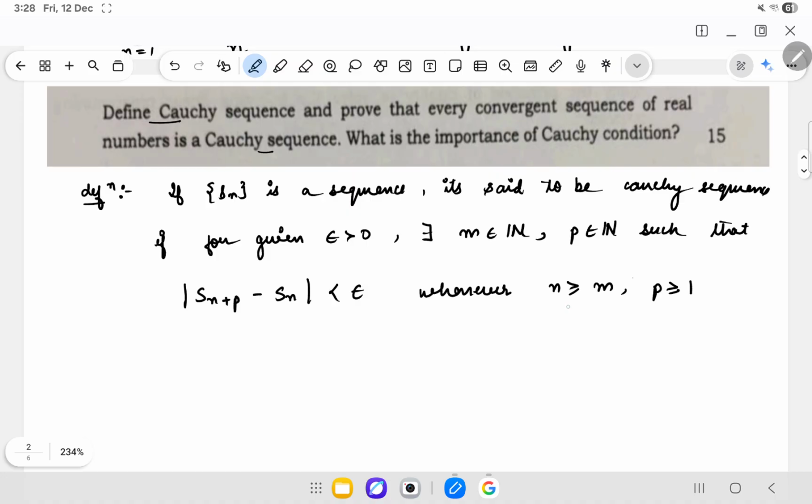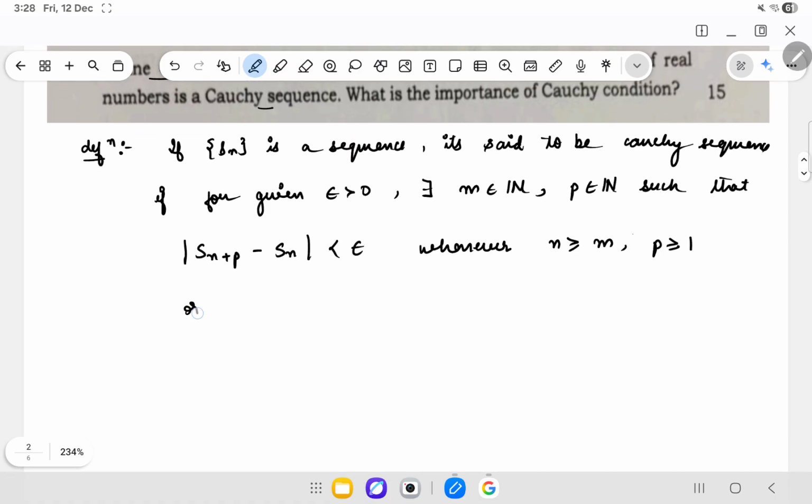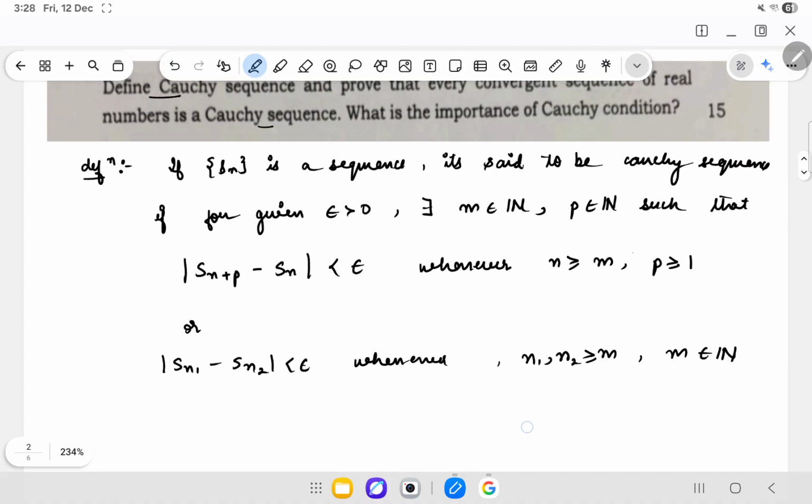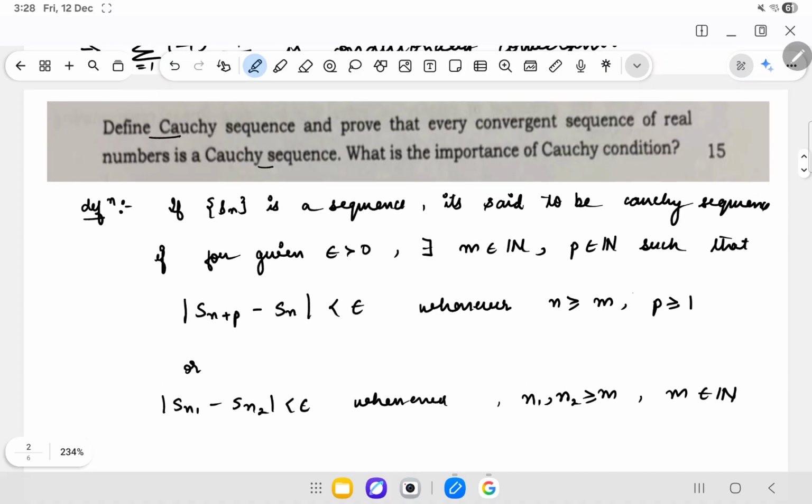And here n, p and m are natural numbers only. Or, the absolute value of Sn1 minus Sn2 is less than epsilon whenever n1, n2 are greater than or equal to m, and here m also belongs to natural numbers and n1 and n2 are also natural numbers. Now let's prove that every convergent sequence of real numbers is a Cauchy sequence.